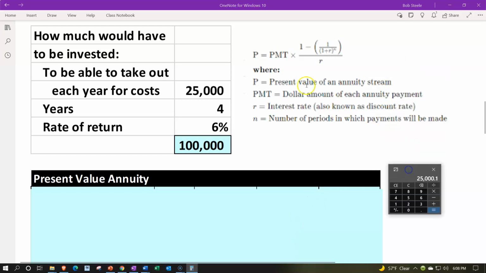So we got the annuity calculation up top. We have the P equals the payment, which would be the 25,000 times 1 minus 1 over 1 plus R, which would be the rate of 6% to the number of periods N, which would be 4, divided by R, which would be 6%.